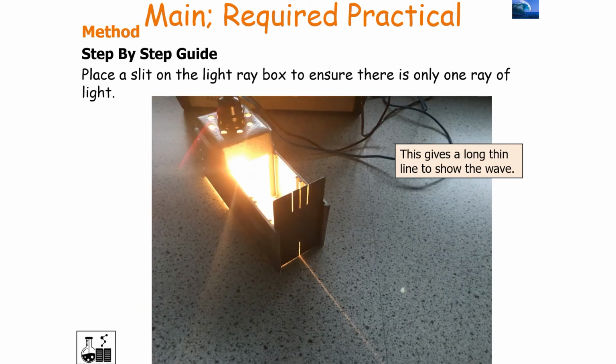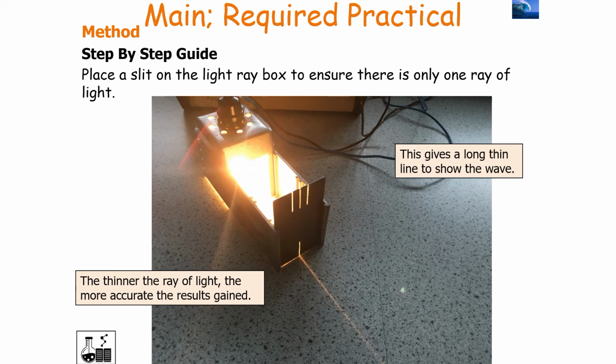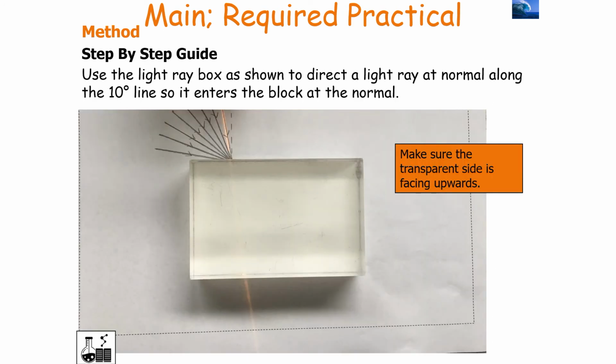You place a slit on the light ray box to ensure there's only one ray of light, so you've got one long thin line to show the wave. Now, the thinner the ray of light, the more accurate the result you will gain. You then use a light ray box to direct the light ray along the 10 degrees line so it enters the block at the normal, making sure the transparent side is facing upwards.